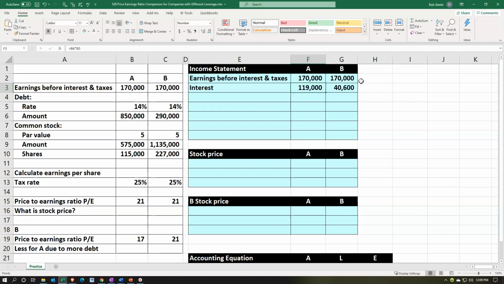So there's pros and cons to the two here. So we're going to then put an underline. We're going to go to the Home tab, Font Group, and underline here. That's going to give us the earnings before taxes. So we'll have the earnings before taxes calculated as the earnings before interest and taxes minus the interest. And that's going to be equal to the 170 minus the 40,006 here.